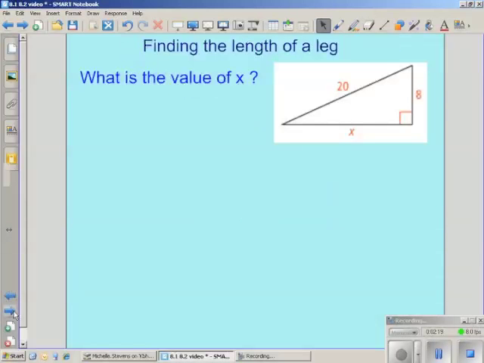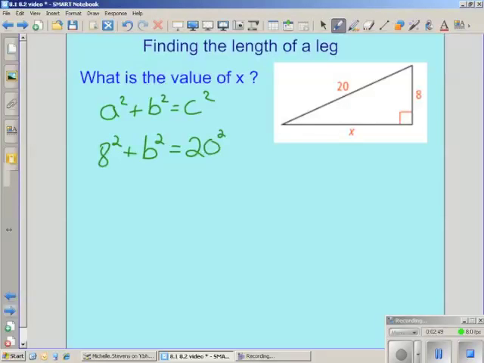Finding the length of a leg. Now in this situation we have the hypotenuse and we're looking for the side length of another leg. So again, using a squared plus b squared is equal to c squared. Here, let's substitute the values. One of our legs is 8 squared. We don't know what the other one is, so let's leave it b squared, is equal to the hypotenuse 20 squared.